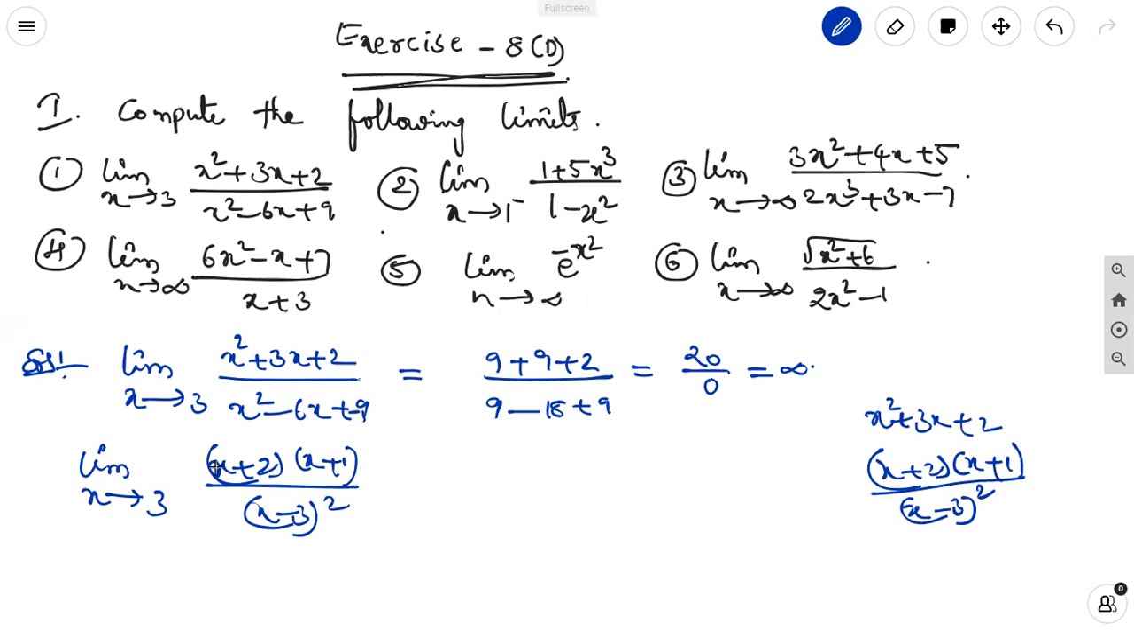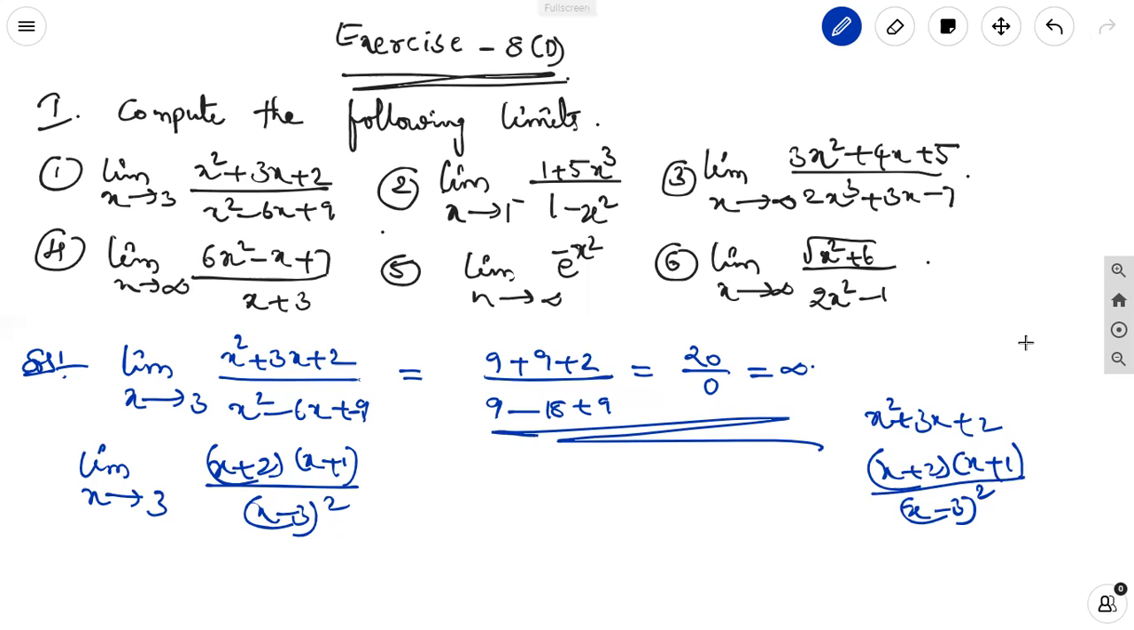If the numerator and denominator are split into factors, we check whether the factor that reduces to 0 in the denominator gets cancelled or not. Just we can check that. It is not cancelled, so we can directly substitute the value. If cancellation is possible, then we can cancel it, then we can substitute. That is the thing. Okay, this is the first solution.